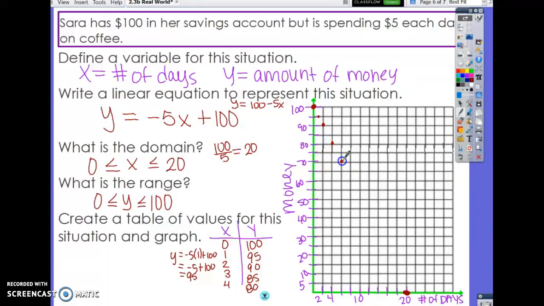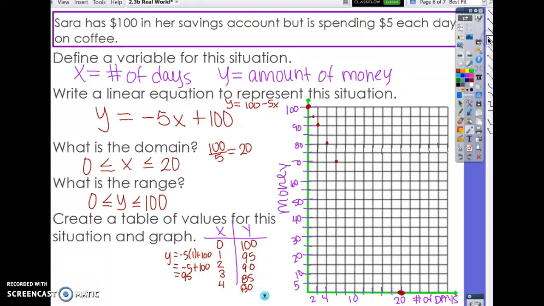Okay, so we could graph in a couple more points if we wanted. Again, take note of how I made my x and y axis appropriate so I could fit this problem onto this specific coordinate plane. And here is our graph right here.